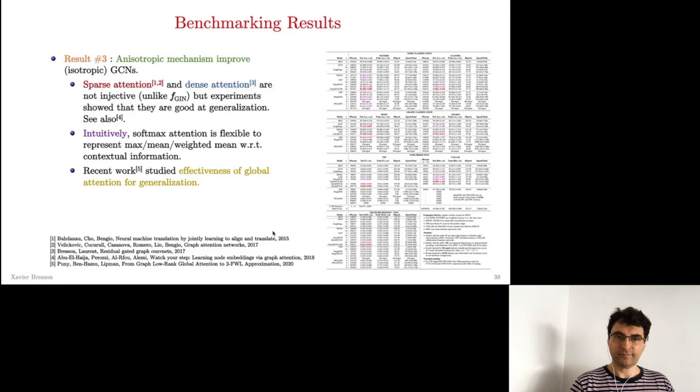The result number three: anisotropic mechanisms improve isotropic GCN. So sparse attention, coming from Bahdanau, or dense attention are not injective. So they are not as powerful as GIN, but still experiments show that they are good at generalization. Intuitively, you see that softmax attention is flexible to represent max, mean, and weighted mean with respect to contextual information, like in NLP. So it's something powerful in NLP. It's also something powerful for graphs. And recent works studied effectiveness of global attention for generalization.